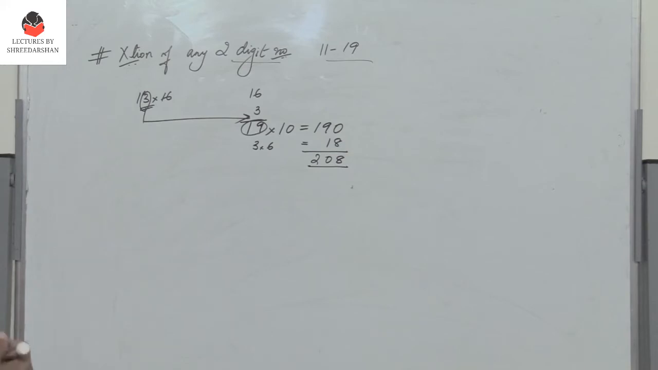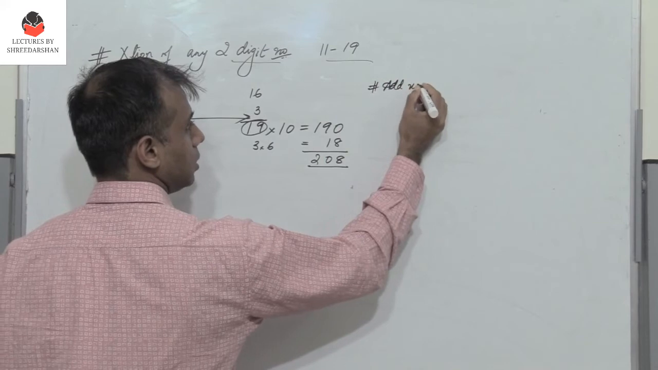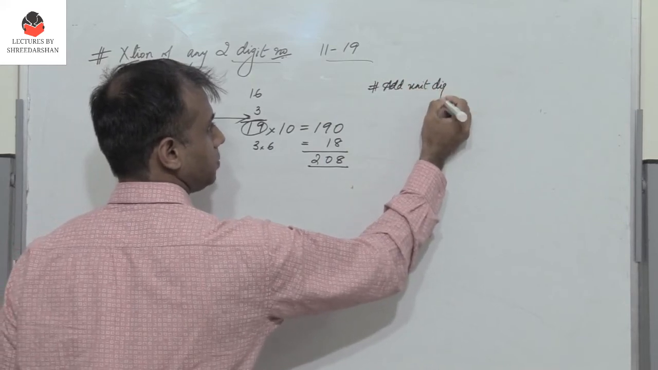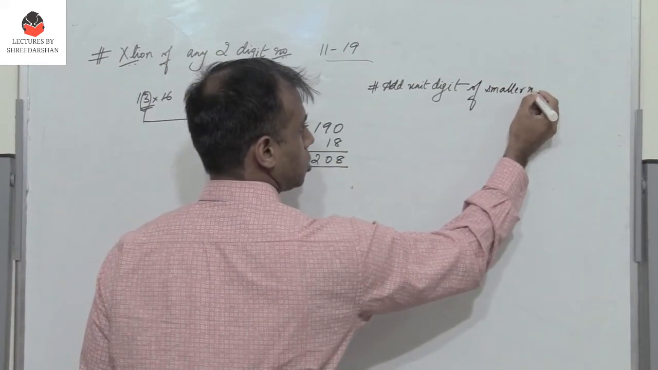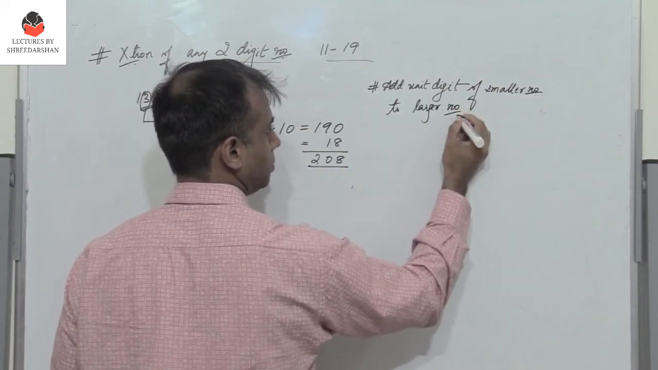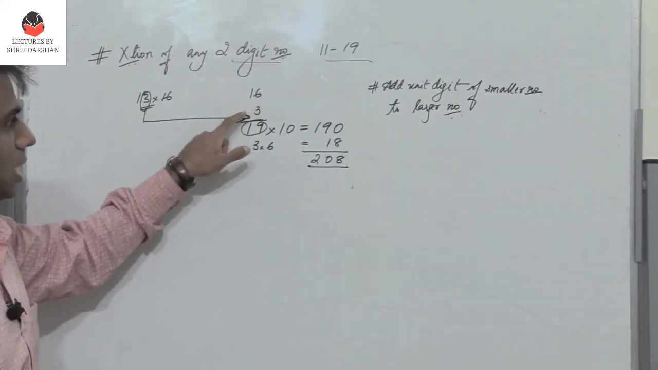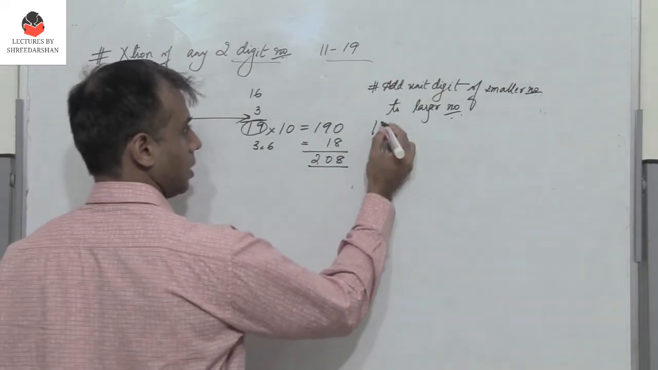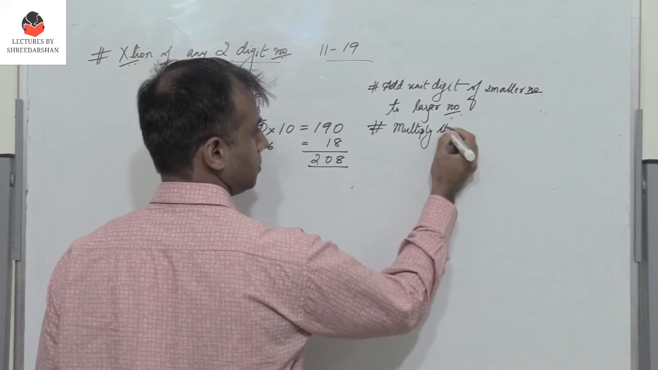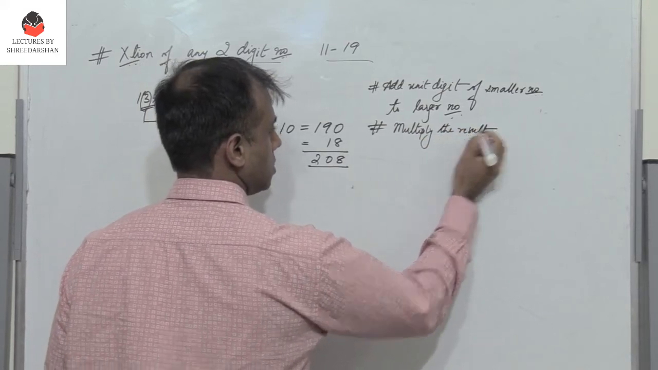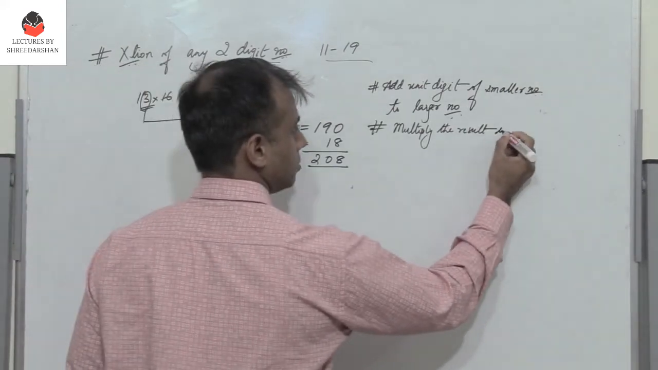So what are the steps? The step is we need to add the unit digit of the smaller number to the larger number, right? So we add the unit digit of the smaller number to the larger number, we get the result. Next, multiply the result. The result we get is 19 here. We need to multiply the result with the number 10.